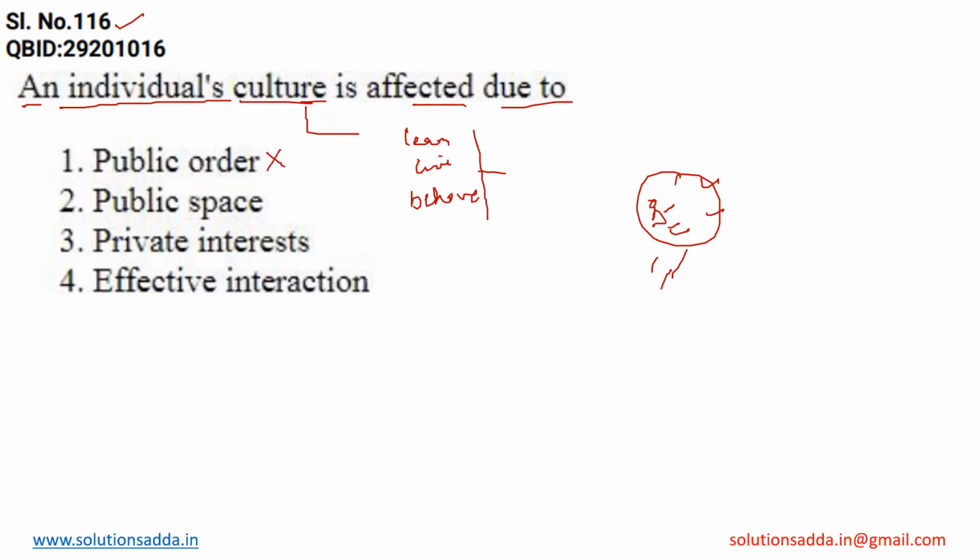No, and by the public space, no, it will not be the correct answer for this question. Private interest: here a person can have his or her hobbies, whatever he or she wants. Private interest will not be any cause that can affect individual culture, but effective interaction with another person can be a cause by which an individual's culture may be affected. So the correct option for this question will be option number 4.